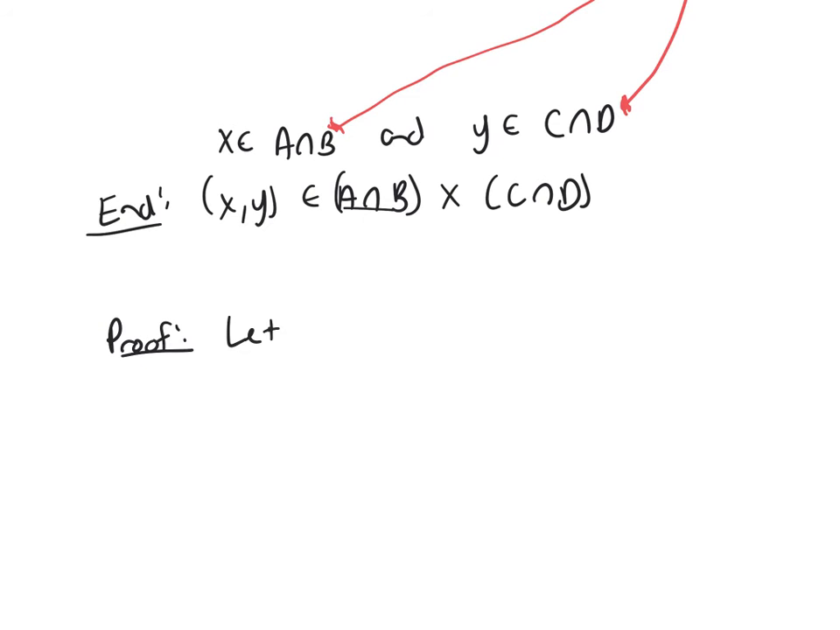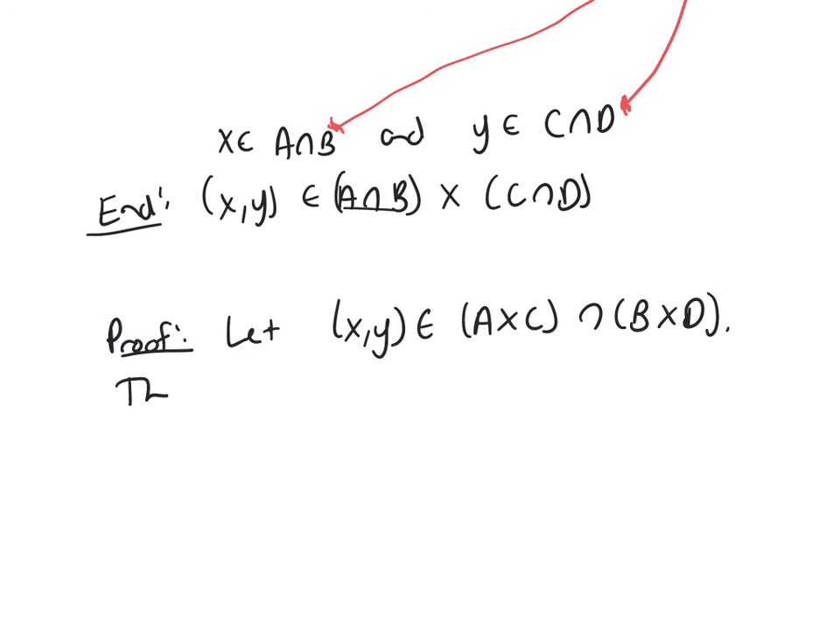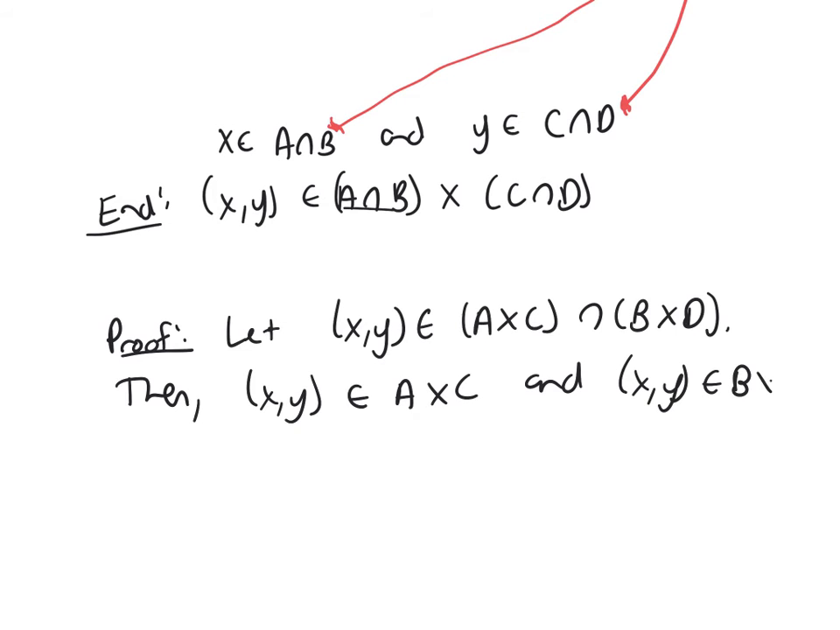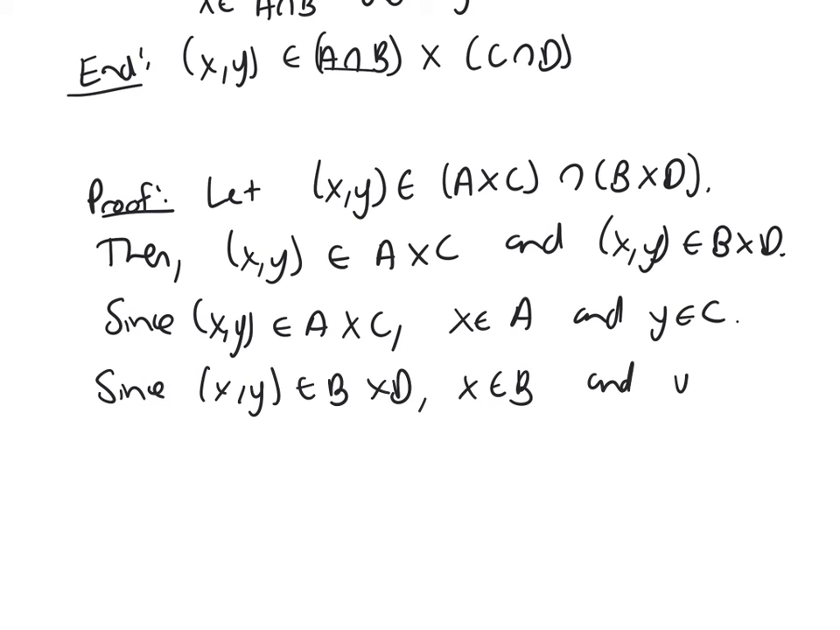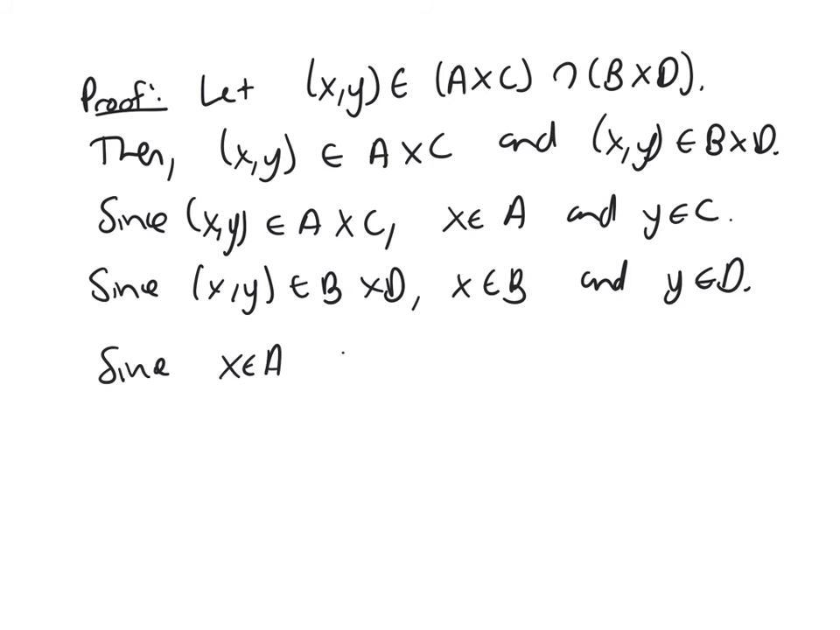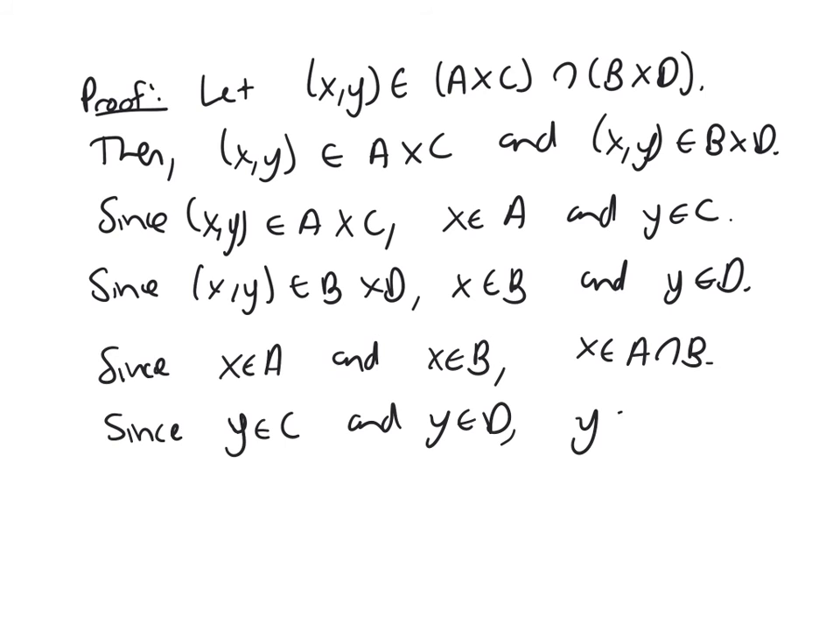So again, reference your outline when you're writing your formal proof. Let xy be in A cross C intersect B cross D. Then xy is in A cross C and xy is in B cross D. Since xy is in A cross C, x is in A and y is in C. Since xy is in B cross D, x is in B and y is in D. And I'm going to say since x is in A and x is in B, x is in A intersect B. Since y is in C and y is in D, y is in C intersect D.